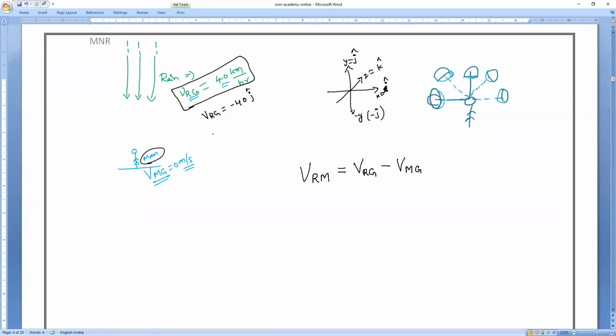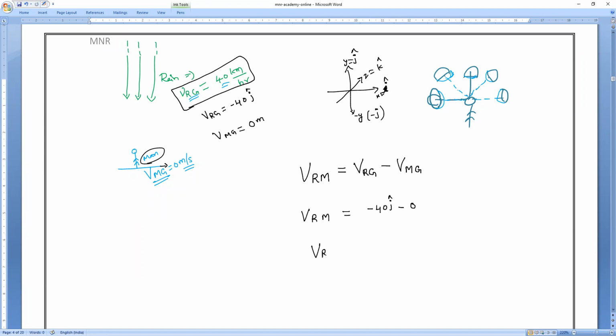Next, same way, velocity of the man with respect to ground. He is along the x-axis, of course, and nothing is there. How much is it? 0 i. So the velocity of the rain with respect to the man equals the velocity of the rain with respect to ground, minus 40 j cap, minus the velocity of the man with respect to ground.